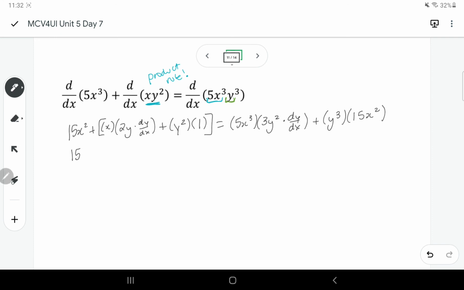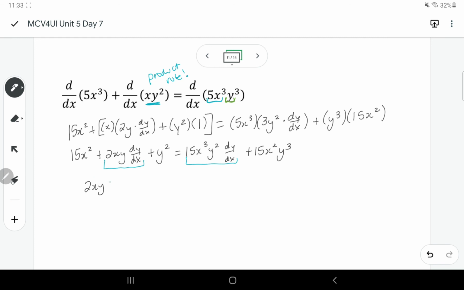So cleaning things up, I've got 15x squared plus 2xy dy dx plus y squared equals 15x cubed y squared dy dx plus 15x squared y cubed. So again, you want to be able to solve this for dy dx. So I bring the terms with a dy dx all onto one side, and then the terms without over to the other side and isolate and solve.